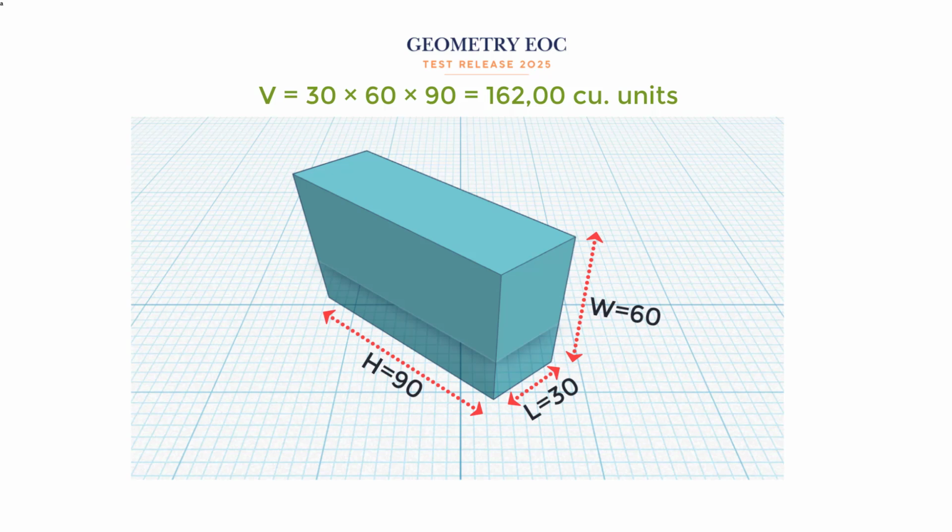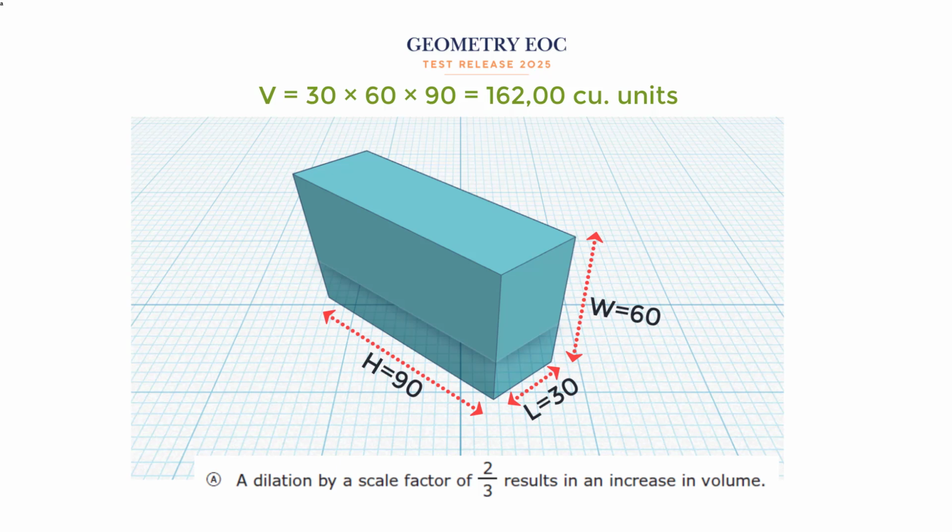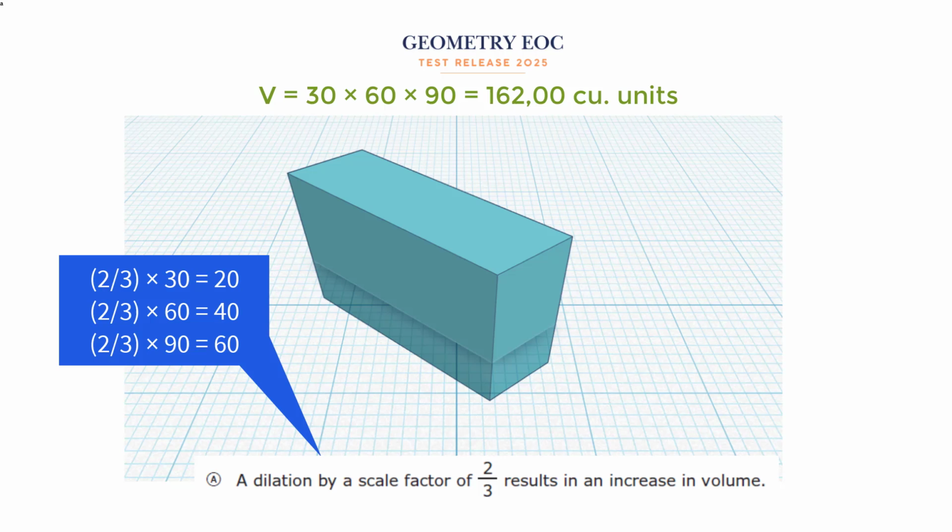Let's test a scale factor less than 1. Look at choice A. It says a scale factor of 2/3 results in an increase in volume. 2/3 is less than 1, so that means the figure shrinks. Let's actually apply it to our solid. Multiply each dimension by 2/3. 2/3 of 30 is 20. 2/3 of 60 is 40. 2/3 of 90 is 60. Notice what happened. Each side got smaller.